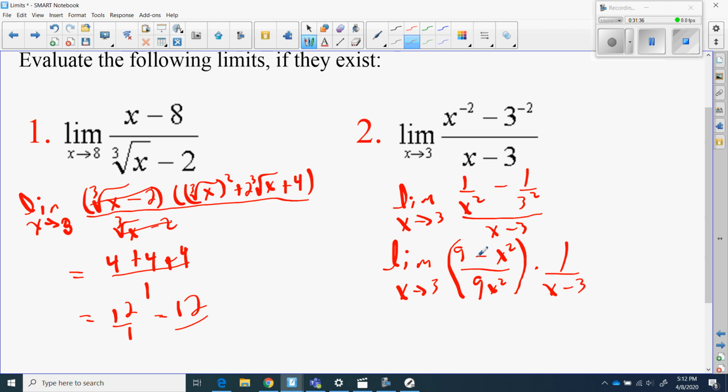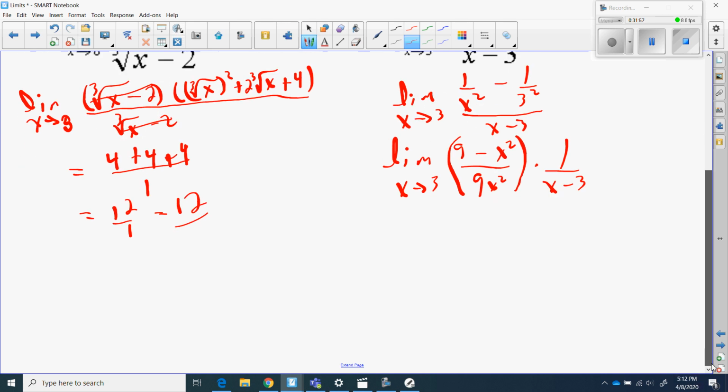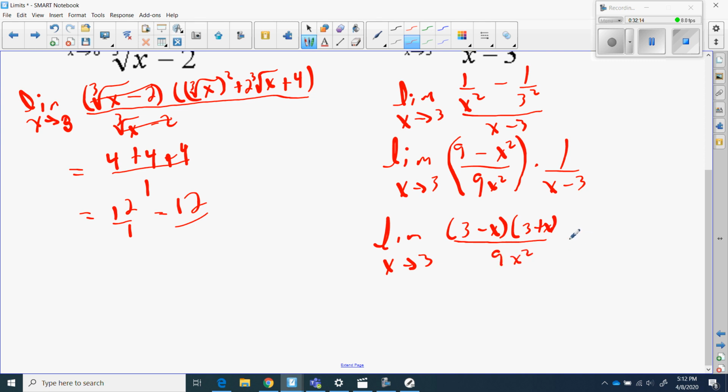And if you think about it, before you write the factors down and go any further, 9 minus x squared factored would be 3 subtract x multiplied by 3 plus x. You say, well, did that help me? Sure it would, because you have an x minus 3 here and a 3 minus x. You're going to be able to cross those out. That will fix our problem. So let's do that. Let's factor this out. So this will be the limit as x goes to 3. Factor this, difference of squares, 3 minus x, 3 plus x, divided by 9x squared, multiplied by 1 over x subtract 3.